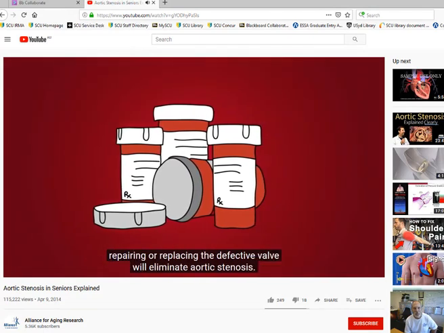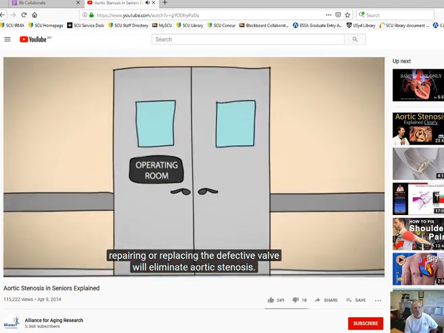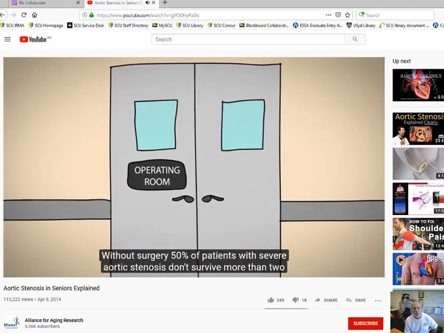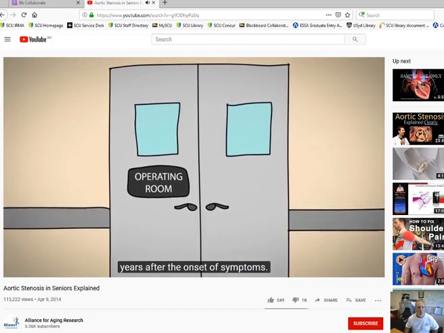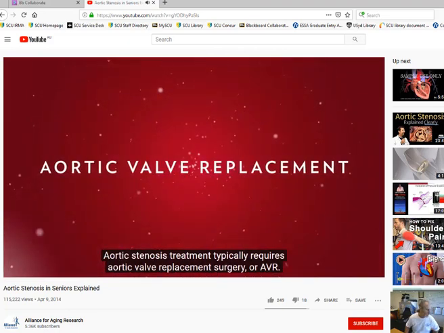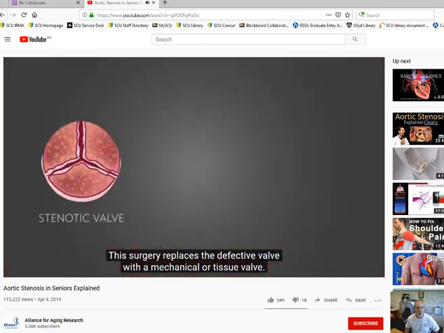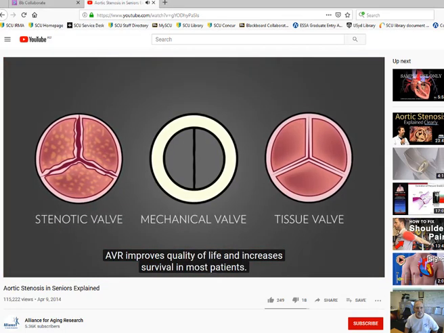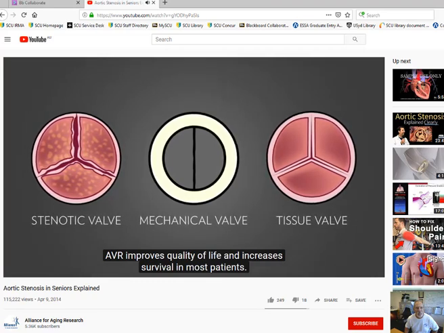Only repairing or replacing the defective valve will eliminate aortic stenosis. Without surgery, 50% of patients with severe aortic stenosis don't survive more than 2 years after the onset of symptoms. Aortic stenosis treatment typically requires aortic valve replacement surgery, or AVR. This surgery replaces the defective valve with a mechanical or tissue valve. AVR improves quality of life and increases survival in most patients.